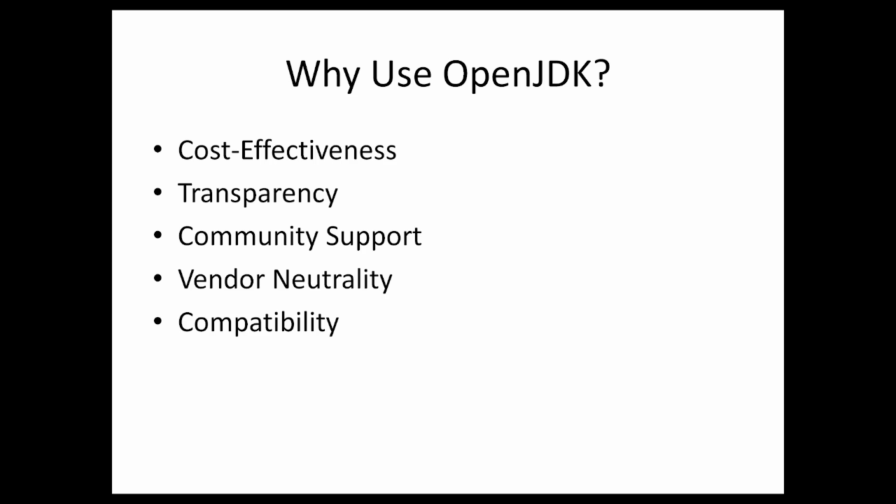The fifth point is compatibility. OpenJDK ensures compatibility with the Java SE standard. The meaning of that is the code developed on OpenJDK can run on any compliant Java virtual machine. That is the JVM we are talking about.